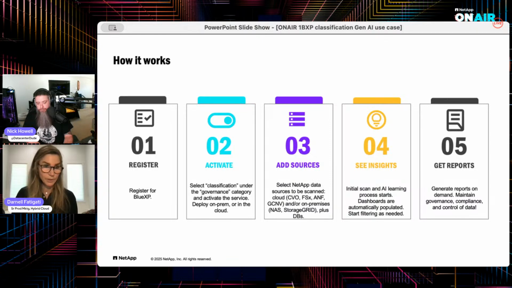Register, and then you're going to activate classification. We talked about how you could deploy either on-prem or in the cloud. You'll scan your sources, and we support all of our NetApp sources. So whether you're in the cloud, CBO, FSxN, ANF, GCNV, or if you're on-prem, any NAS, StorageGRID, plus your databases. So structured and unstructured data. Once you set up your sources, it'll start scanning, it'll automatically populate the dashboard, and then you're good to go. Start filtering, go get your reports, and just explore.